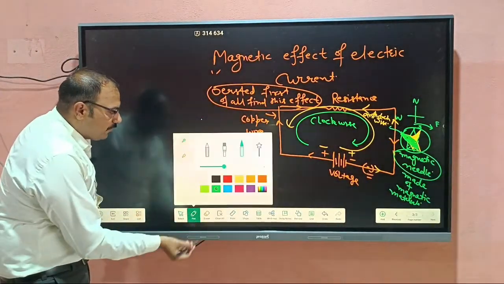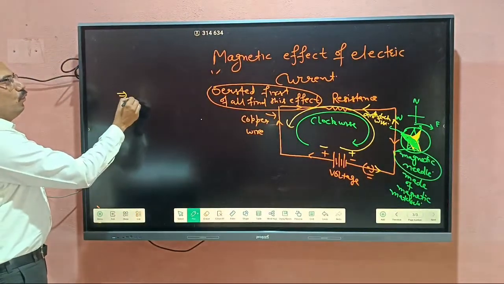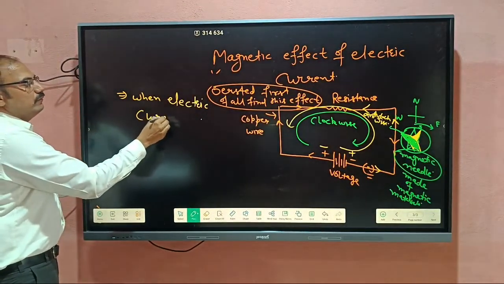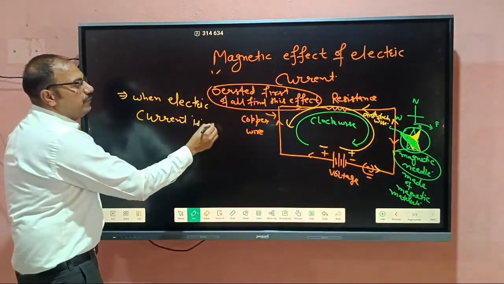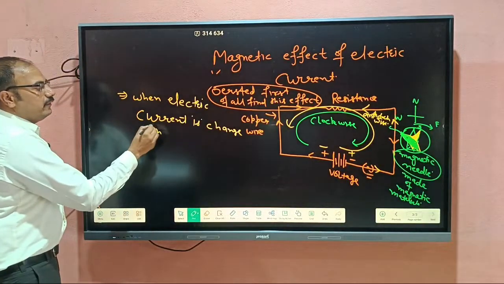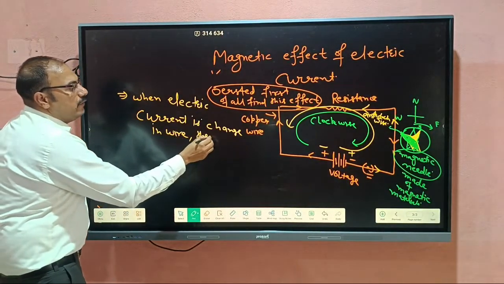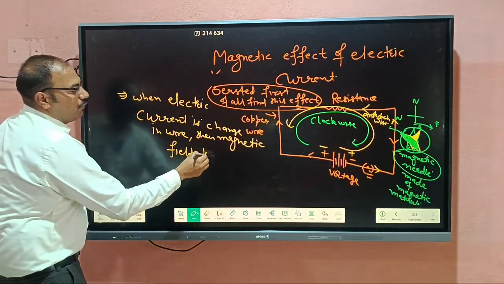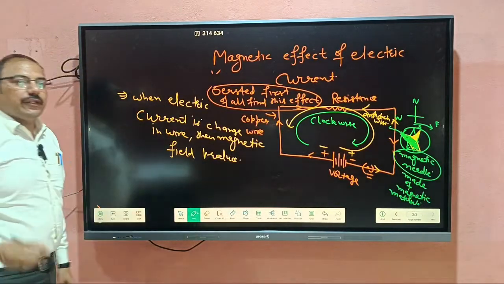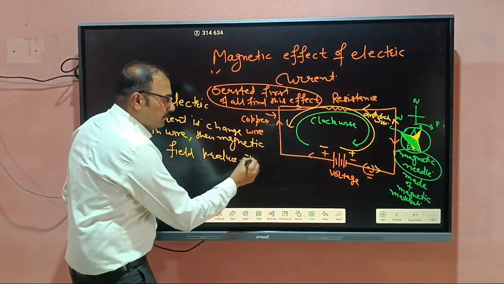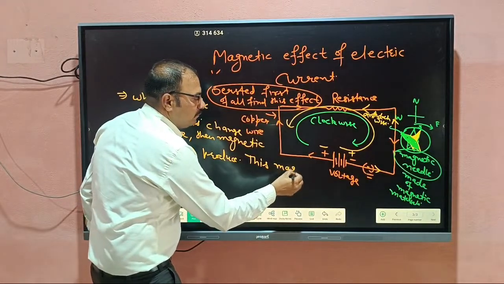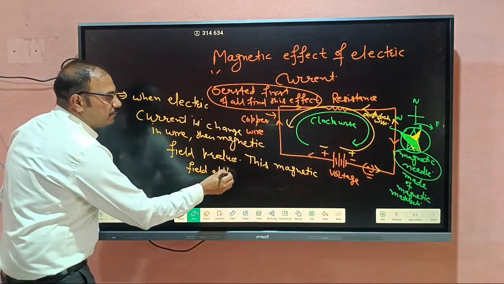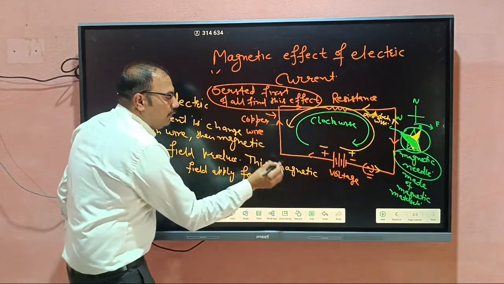So we can write this: when electric current is changed in a wire, then a magnetic field is produced, and this magnetic field applies force on a needle.